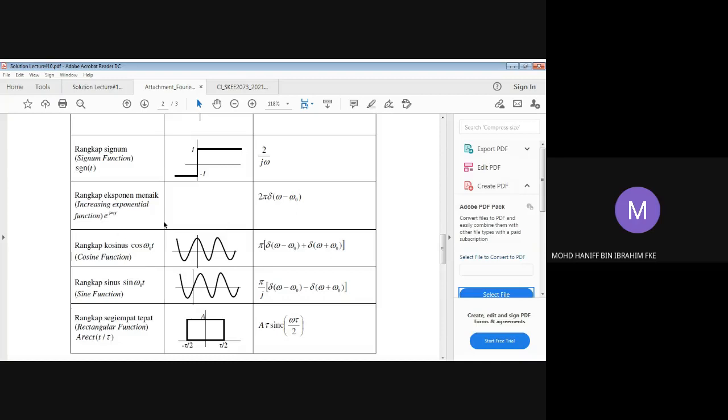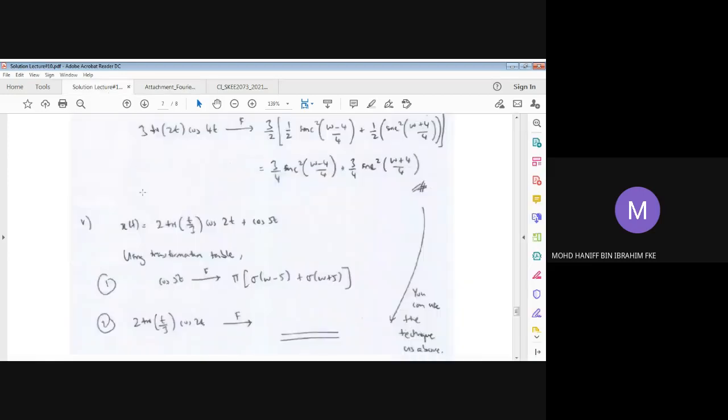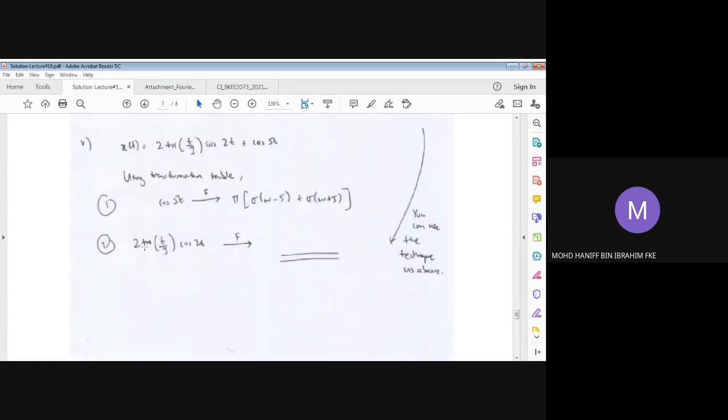It's given by this cosine function. When we have cosine omega naught t, its respective Fourier transform is simply pi times delta omega minus omega naught plus delta omega plus omega naught. That's why for cos 5t it is given by these equations here. So what you have to do is find the Fourier transform for these terms. Once you get the answers, the Fourier transform for x of t will be the summation of the first Fourier transform and the second Fourier transform.